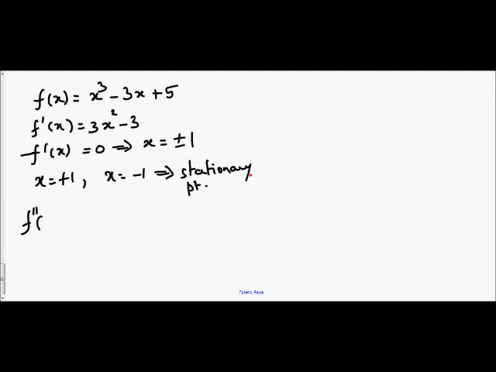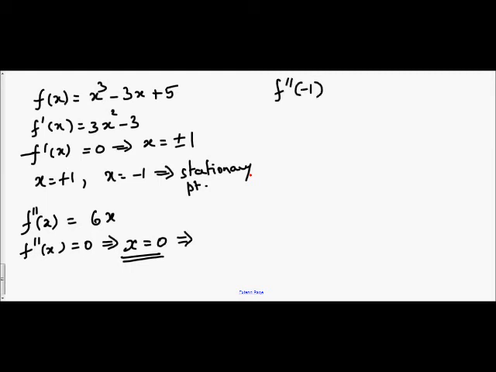What happens with f double dash x, which is 6x, and when f double dash x is equal to 0, we get x is equal to 0. So we get a point of inflection at x is equal to 0, but we need to check whether it is actually a point of inflection or not. So how do you check this? So we need to find f double dash of negative 1 and f double dash of positive 1. So we need to check whether it is positive or negative before and after.